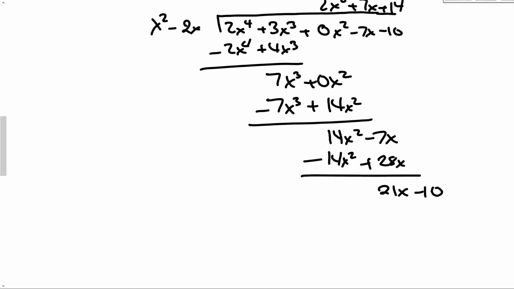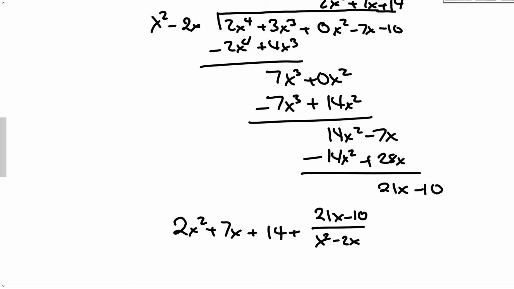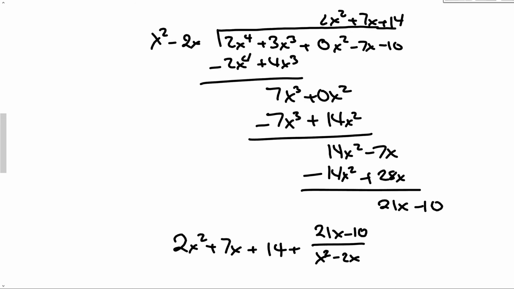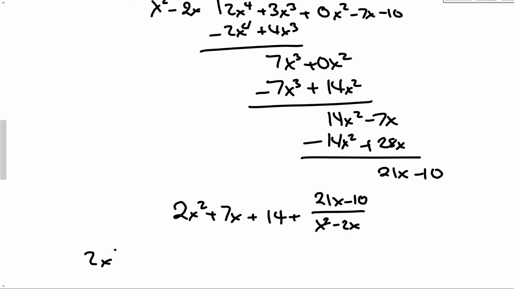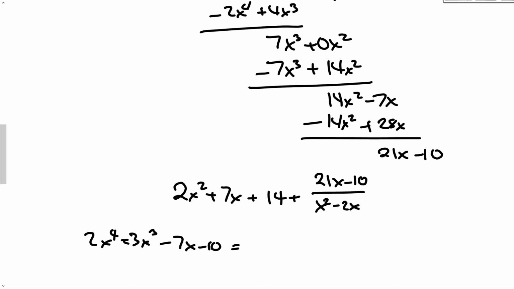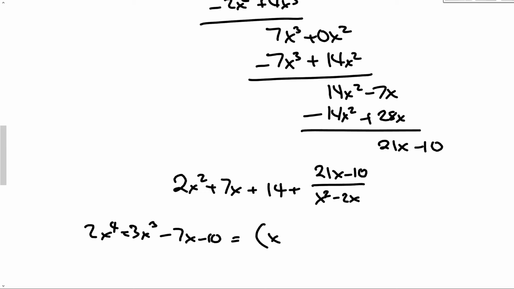Okay, so my answer becomes 2x squared plus 7x plus 14 plus 21x minus 10 over x squared minus 2x. We can also say that my original expression, 2x to the fourth plus 3x to the third, I don't need to put the 0 here, minus 7x minus 10 is equal to x squared minus 2x times 2x squared plus 7x plus 14 plus the remainder.